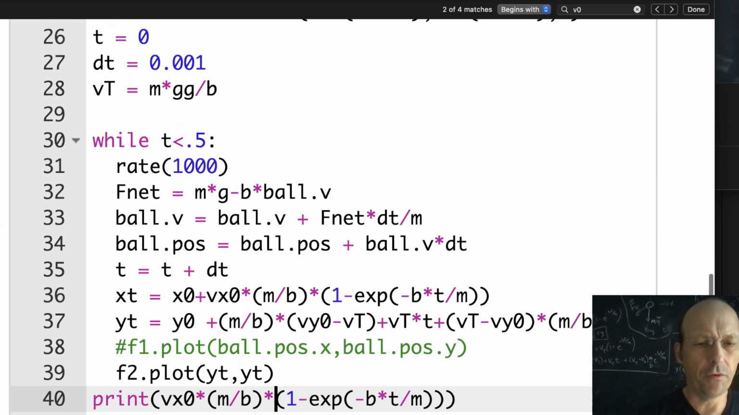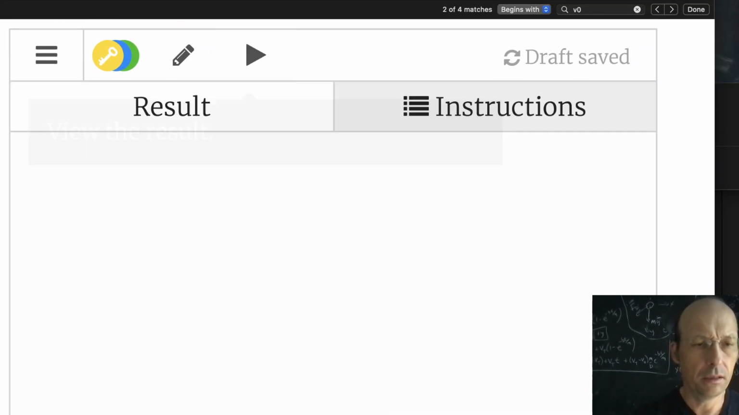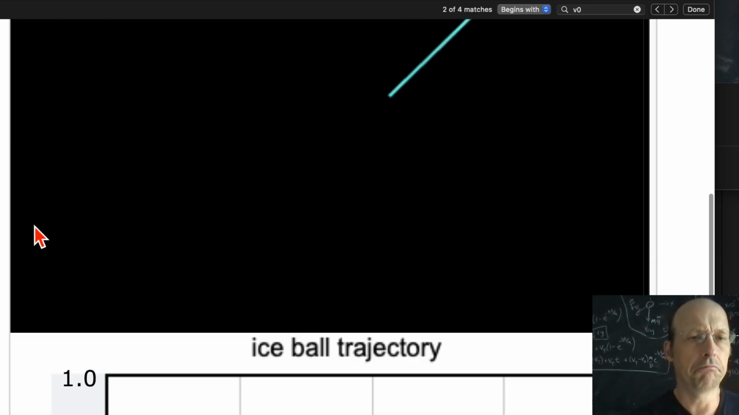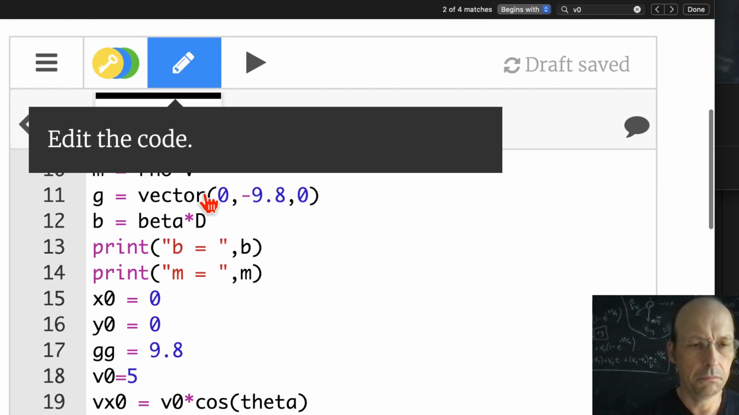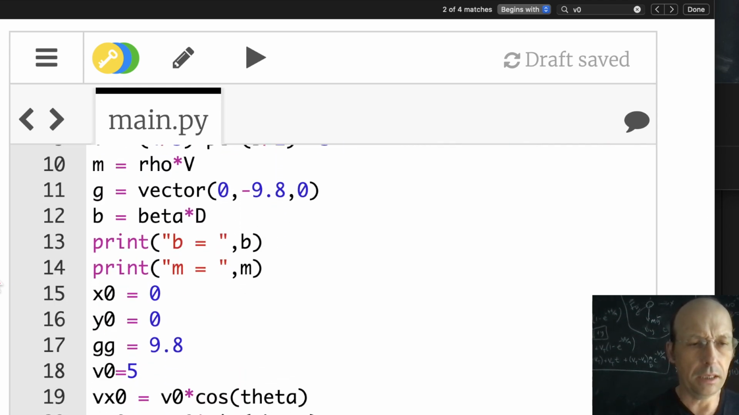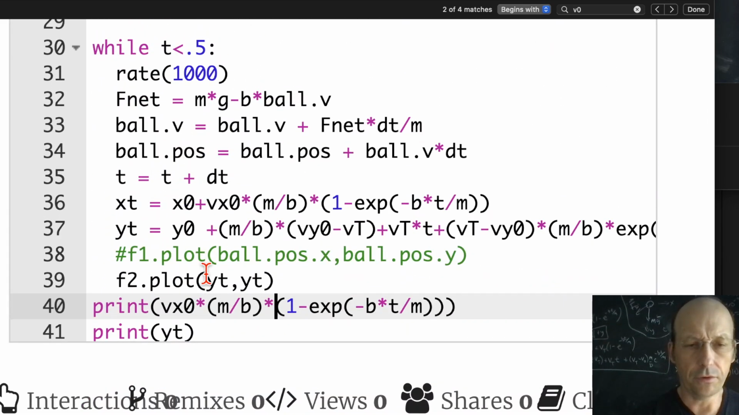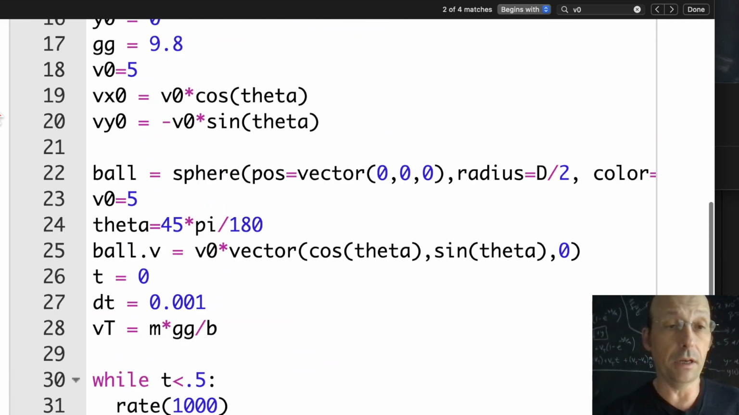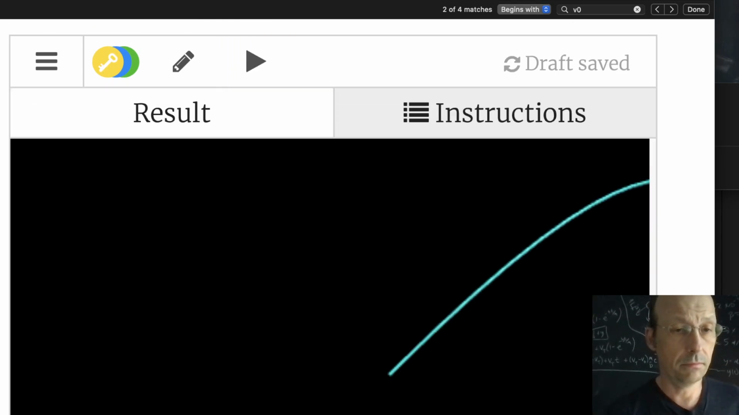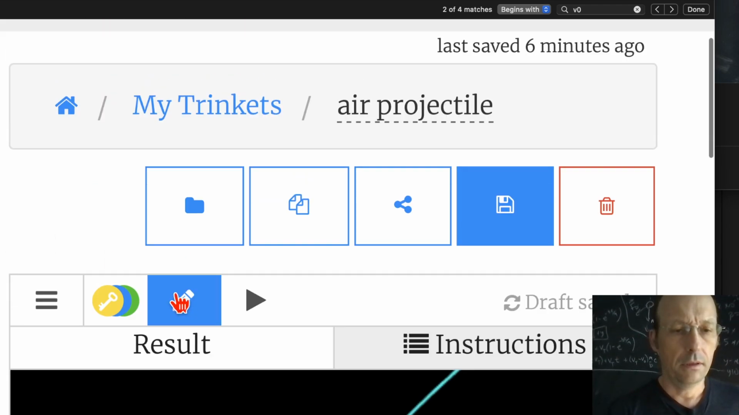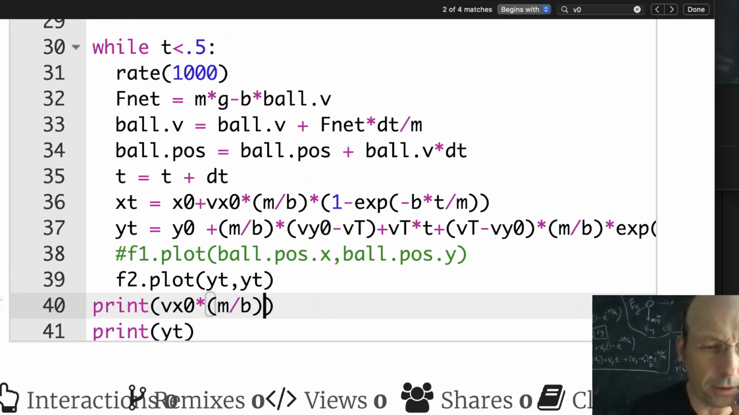Why? M over b. Not a number. Oh, beta? Beta's fine. B. Now I'm really starting to feel dumb. Let's get rid of this part right here. This stuff. That says that if I included that, it wasn't a number. Not a number. Huh. So, something dumb here.